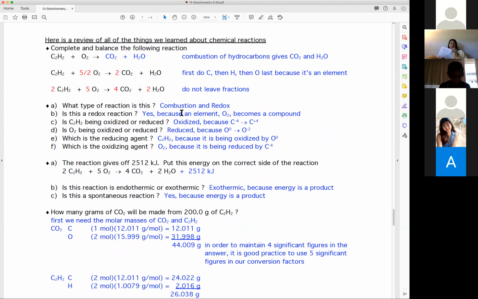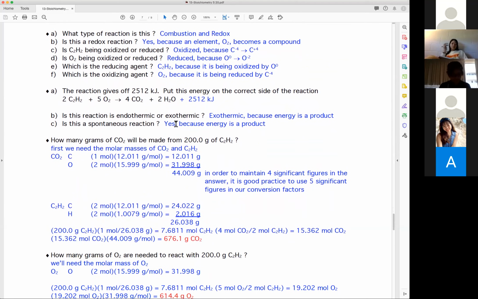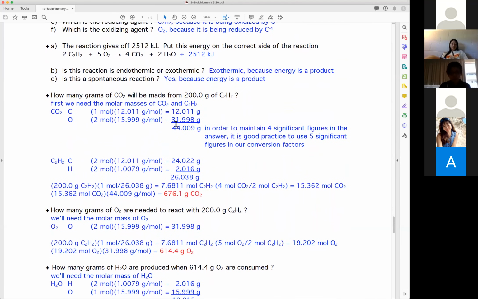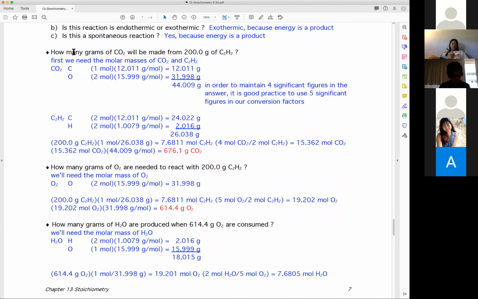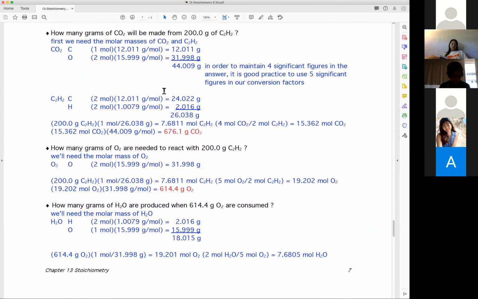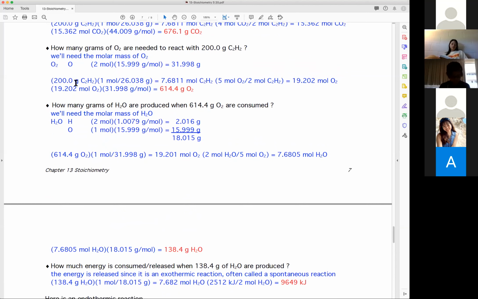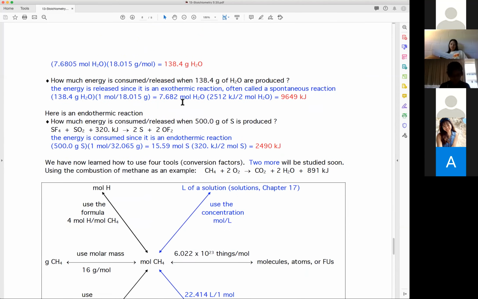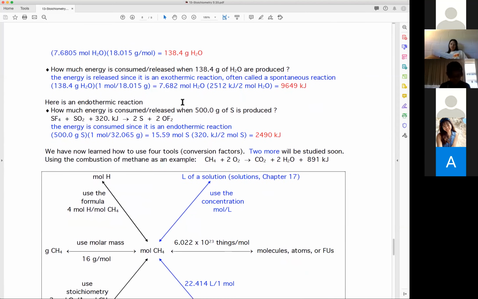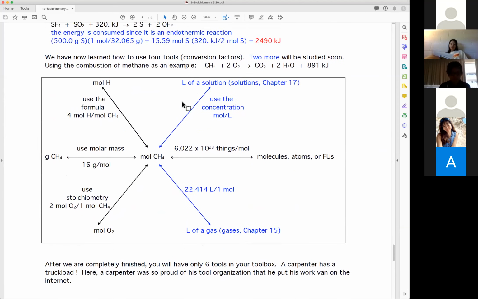And here I put a review of basically everything that we've learned about chemical reactions. So completing the reaction, what type of reaction it is, exothermic and endothermic reactions, how many grams, and then I showed you how we need to calculate molar masses from unit 3. Here's some stoichiometry, more stoichiometry. So anyway, that's a good review, I think.